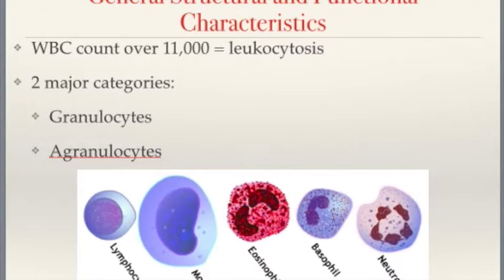There are 2 general types of white blood cells, granulocytes and agranulocytes. These are named for their appearance under the microscope when they're stained, when they're dyed. Granulocytes take on a granular appearance, as you can see in the eosinophils, basophils, and neutrophils. The agranulocytes, the lymphocytes and monocytes, do not appear granular because they do not react to the stain the same way.